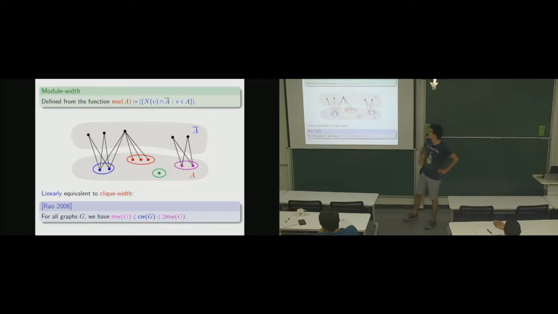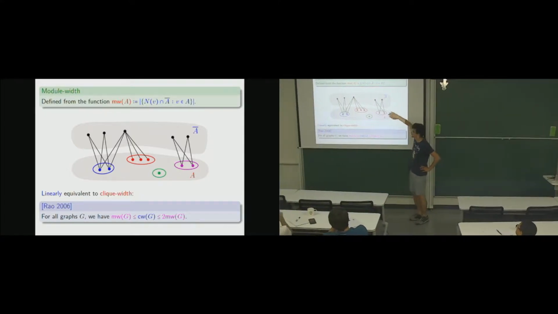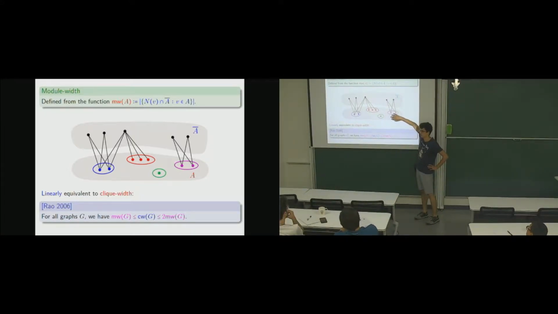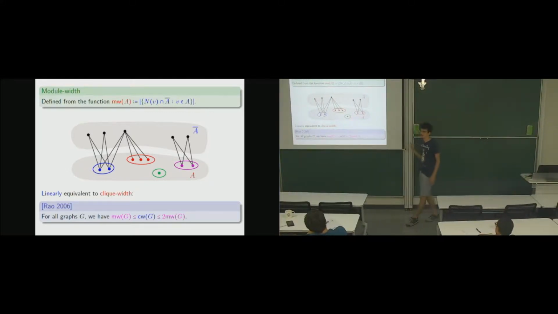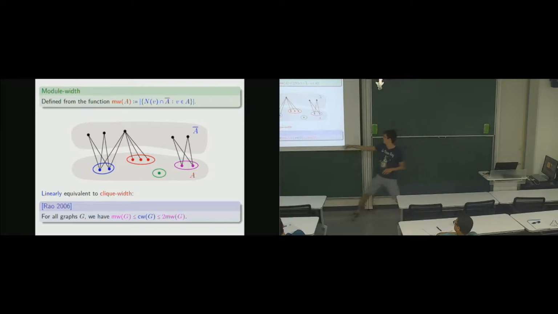For example, module-width. It is defined from this function: the number of different neighborhoods the vertices of A have in the complement. In this example, it is 4. And this is a parameter which is linearly equivalent to clique-width because we have these inequalities.